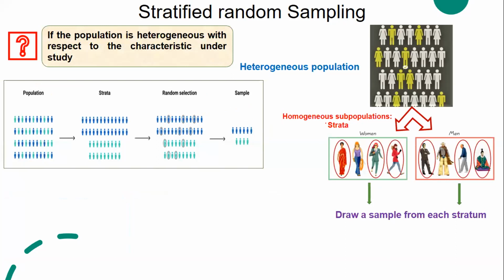Now comes the second sampling method, called stratified random sampling. Now what is this stratified? Suppose we have, in which situation will we use this?